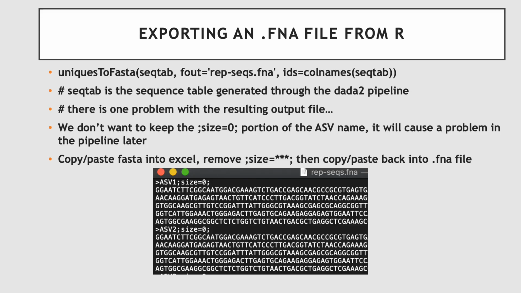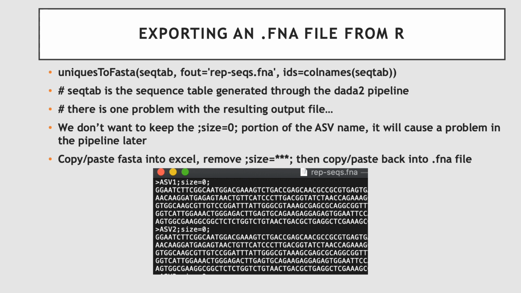Again, if you used DADA2, then what you should have ended up with is a sequencing table that has all of the sequences in it, and then you can just output that sequencing table using uniquesToFasta. You want to output it as whatever name file.fna that you want, and you're going to ID them based on the column name. What that's going to do is use the ASVs as the names of each of the sequences, which is exactly what we want.